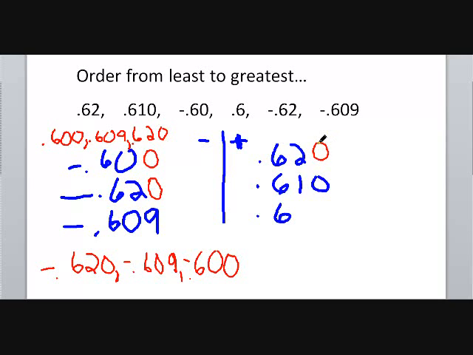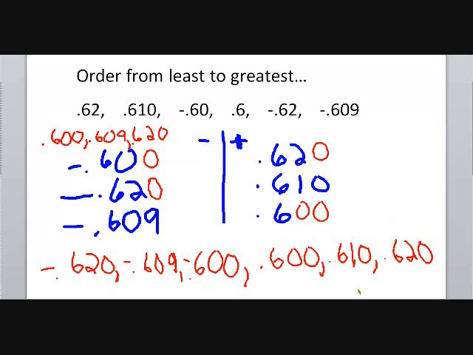I add a 0 onto this one. This one only has 1 decimal place, so I need to add a couple of zeros. I'm going to put a 0.600. Now I'm ready to start putting them in order. Out of these 3 numbers, the smallest one would be 0.600. The next one would be 0.610. And the largest number would be 0.620. Now I've got all my numbers in order from least to greatest.